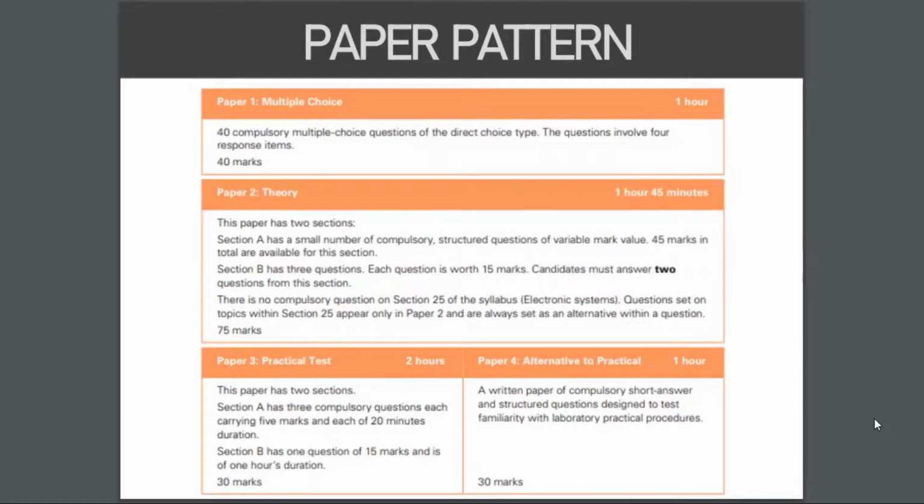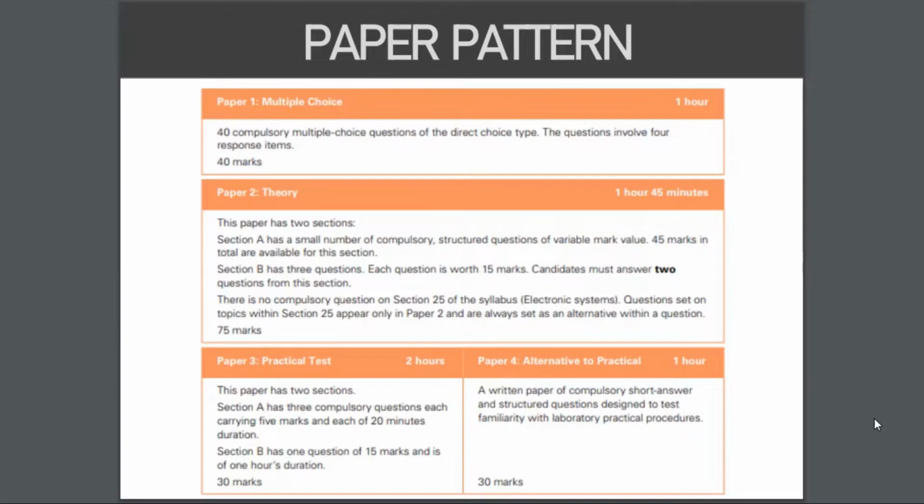This paper actually has 2 sections, section A and section B. Section A has a number of short questions, compulsory and structured short questions. This section is of 45 marks in total. Then we have section B. Section B will have only 3 questions, and it would be relatively longer than the questions in section A. And you will have to answer only 2 questions out of the 3.